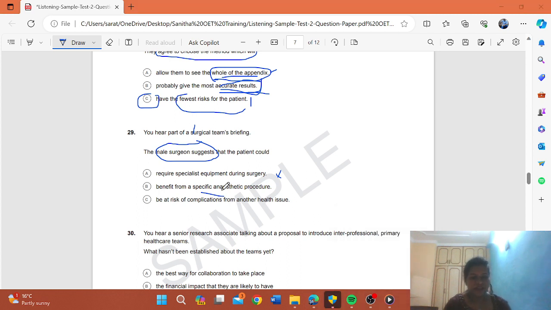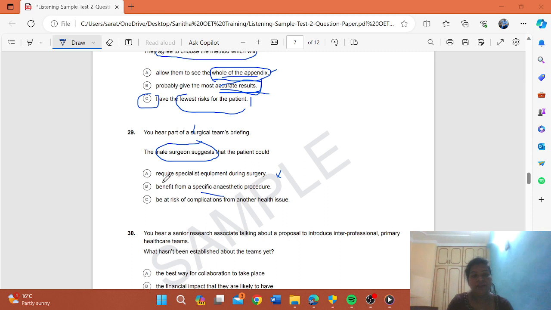So have you got the answer? What does the male surgeon suggest? He is going to need a large midline incision. It may be worth thinking about an epidural. That means he is suggesting the patient would benefit from a specific anesthetic procedure. This time he needs a large midline incision, so he needs an epidural.